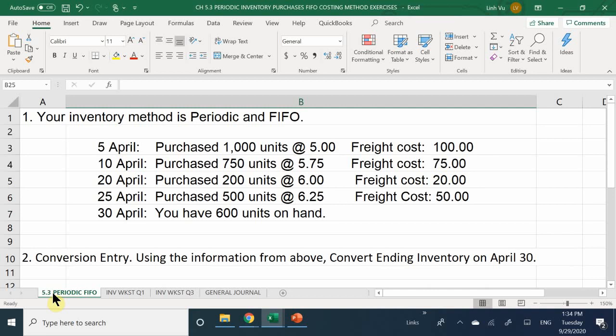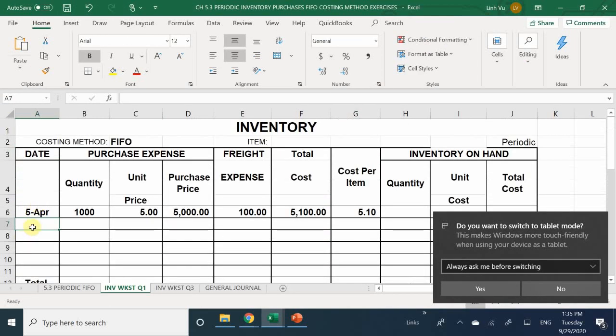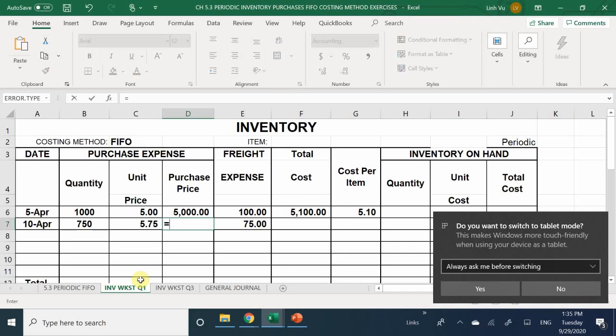Okay. April 10th, we purchased 750 units at $5.75 each, and the freight was $75. Okay, so back to my inventory worksheet. I'm going to recognize that on April 10, I purchased 750 items at $5.75 each, and my freight was $75. Okay, so again, how do I solve for my purchase price?